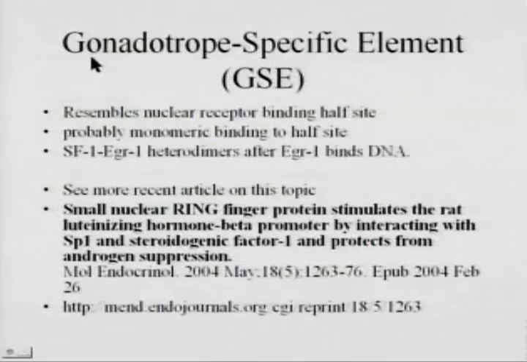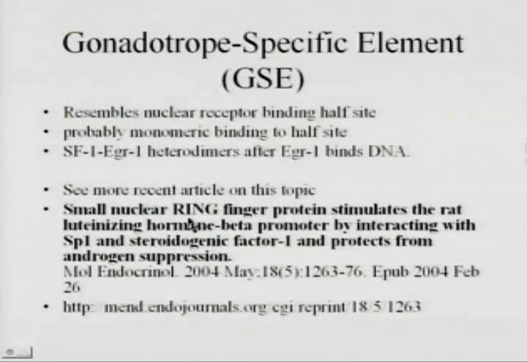Let's now think a little bit about the gonadotrope-specific element, the GSE, and we see that it resembles a nuclear receptor binding half site, probably monomeric binding to the half site. SF1, EGR1 heterodimers would bind after the EGR binds to the DNA in this region. So since this earlier work, there's been quite a bit gained about understanding these GSEs, and the nomenclature has changed a bit, as you will see.